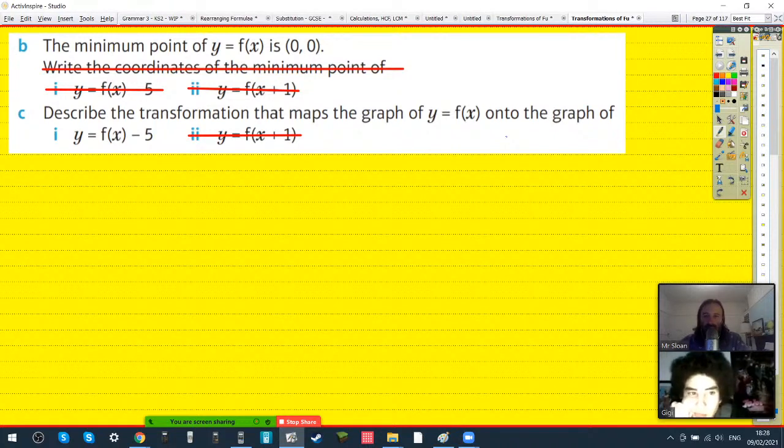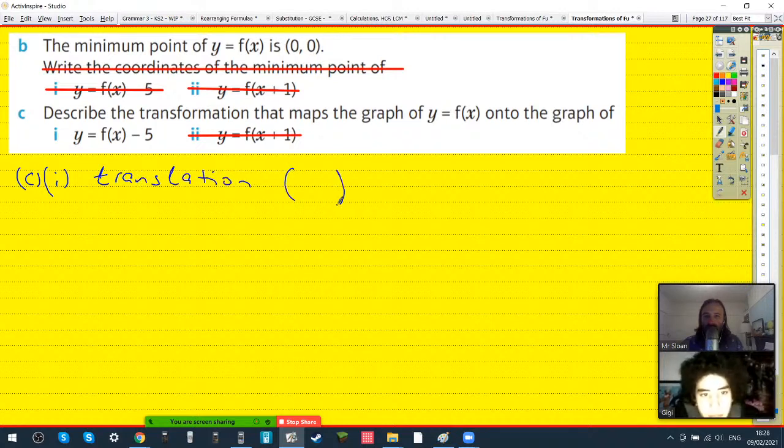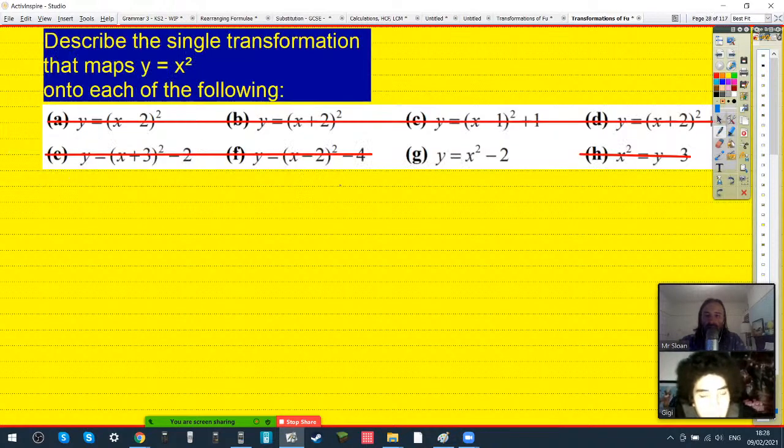Okay, describe the transformation. It moves down 5. And how could you... So the simplest way to say it is it's a translation. And what vector? 0 minus 5. Great. Yeah. If you're adding or subtracting, it's a translation. All right. How about this one?